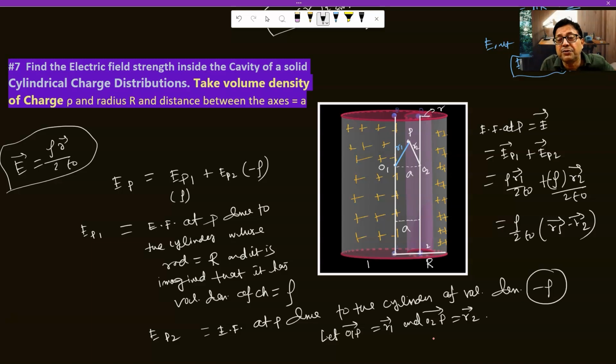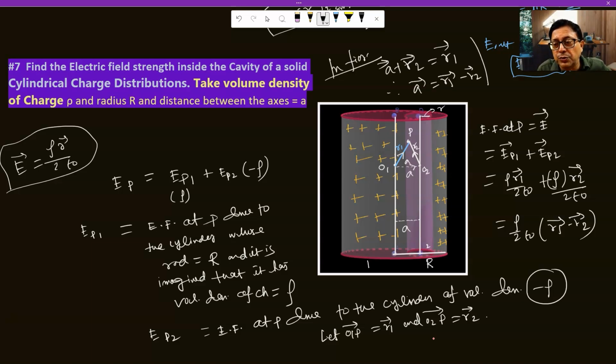R1 minus R2 is what? This one we have taken R1, this one R2 and this one A. So in the figure, A plus R2 equals R1 by the triangle of vector addition. So the A vector is going to be R1 minus R2. Clear? So you just replace R1 minus R2 by A.